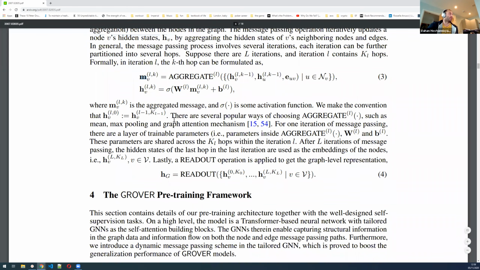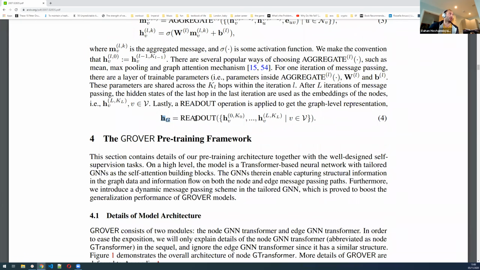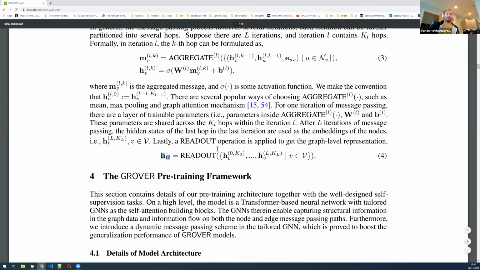And then to continue, if you want a representation for the whole graph, you can use a readout, which is basically combining all final representations of each node to get one representation for the graph. This also can be different aggregation type operations.